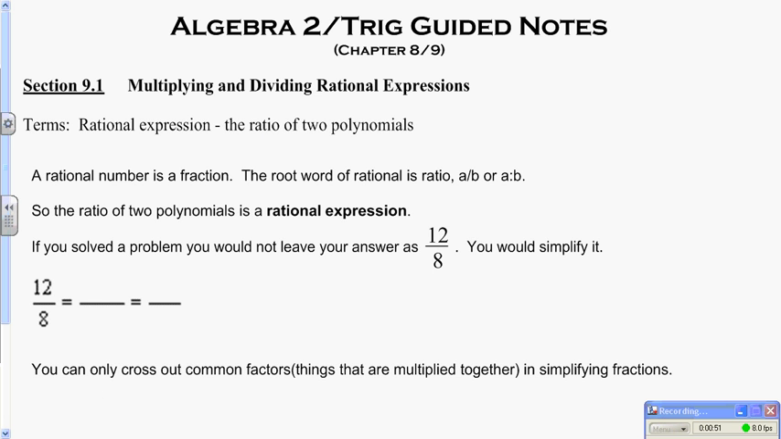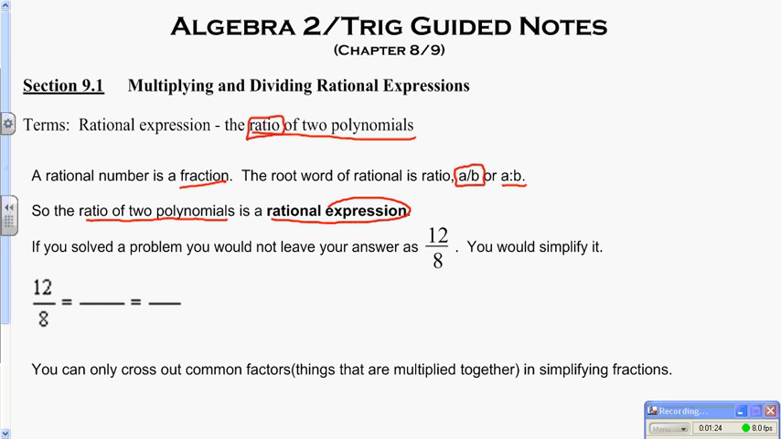Well, that is a ratio of two polynomials. And we said there's monomials, binomials, trinomials. Those are all examples of polynomials. But we're talking about a ratio now. A ratio is a fraction. So that fraction can be written with a colon or as a normal fraction, which we're more likely to see. And when you have a ratio of two polynomials, it's called a rational expression.